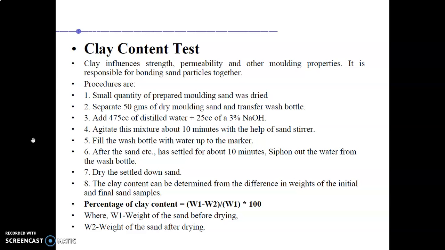Dry the settled sand. The clay content can be determined from the difference in the weight of the initial and final sand sample. So this is very simple. You have to follow the procedure, and at the end you have to dry the sand. You can calculate the clay present in the molding sand with the same equation. Earlier we calculated it for the moisture, now you can calculate the clay.